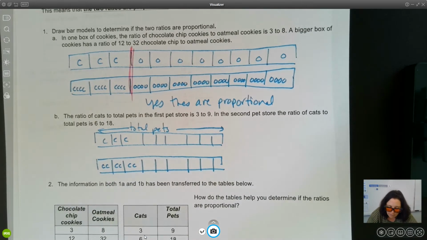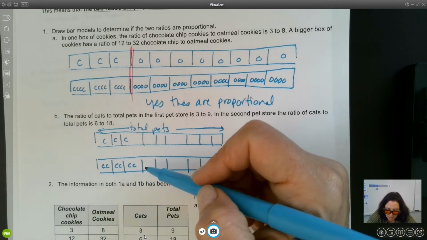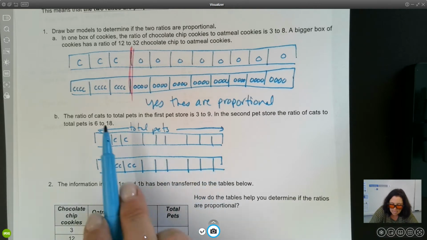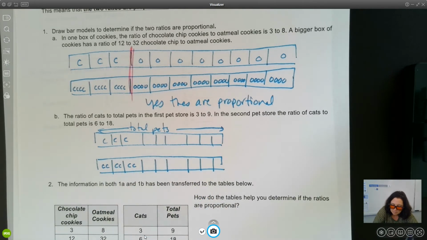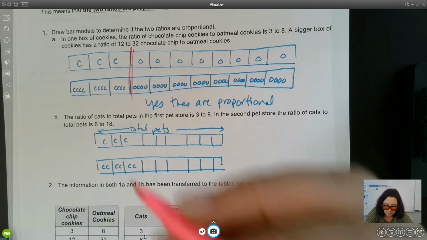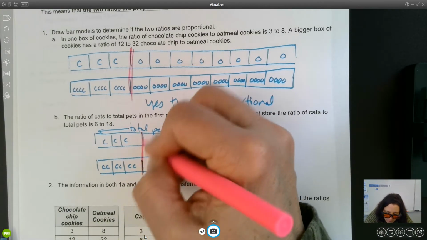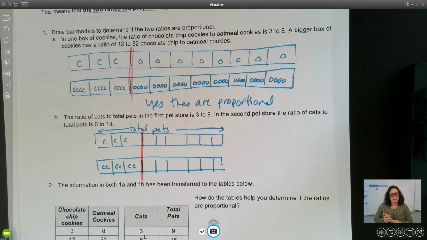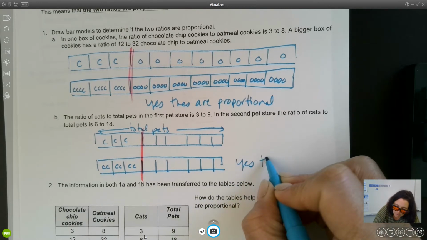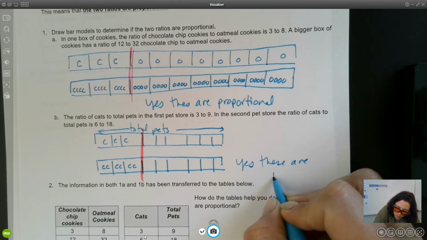all right, so I've covered my cats. Now let's think about that. If I've got 2, 2, 2, 2, 2, 2 of some other animal, does that get me my 18 total? Yes, it does. Okay, so I've got to think about kind of that line right there. Okay, so yes, this is proportional. Yes, these are proportional.